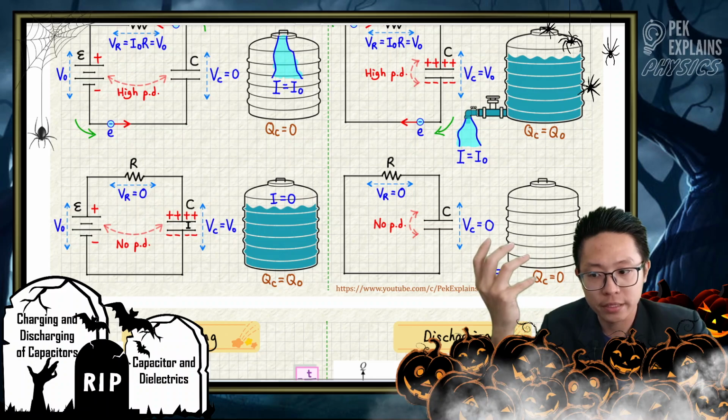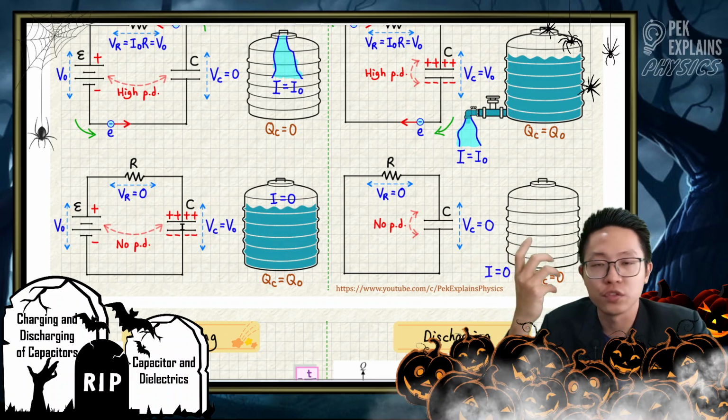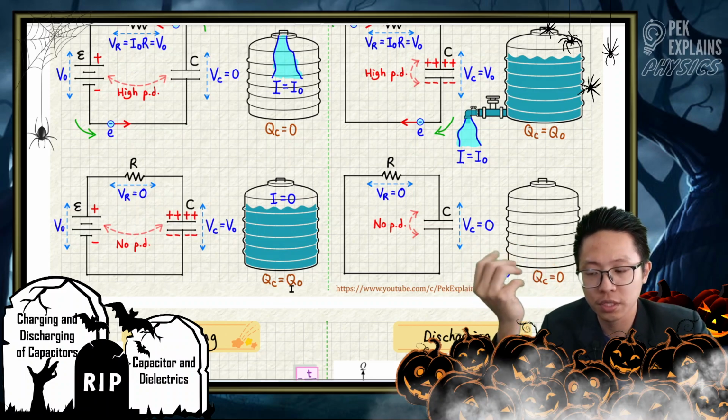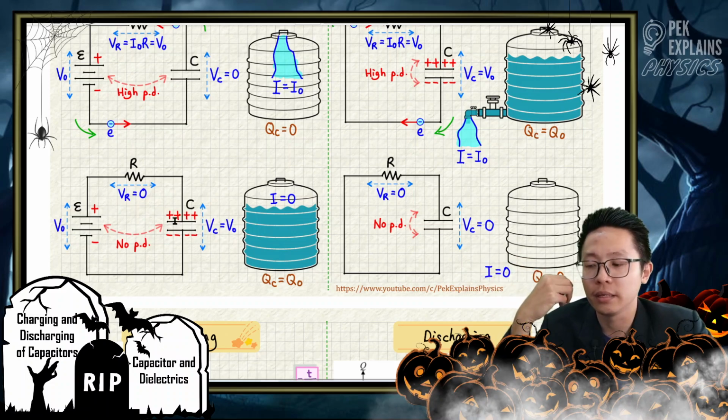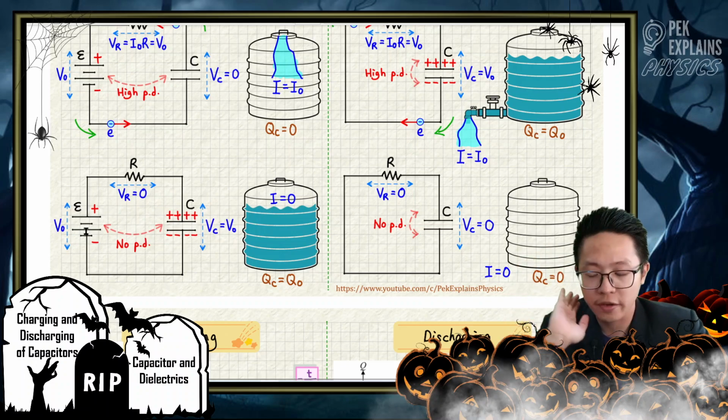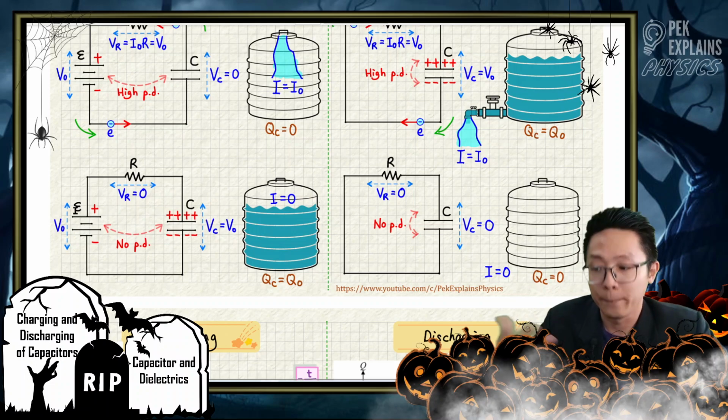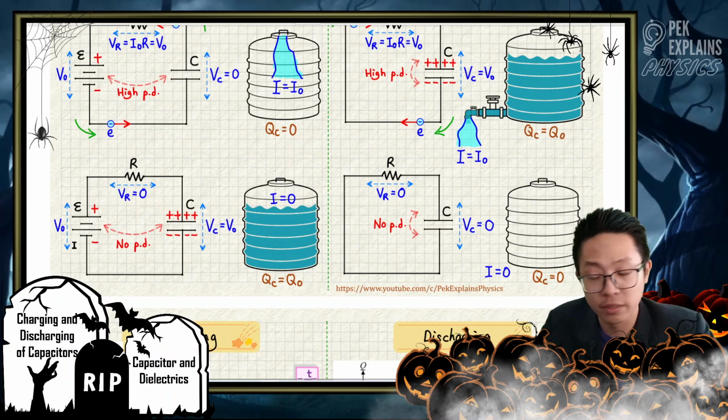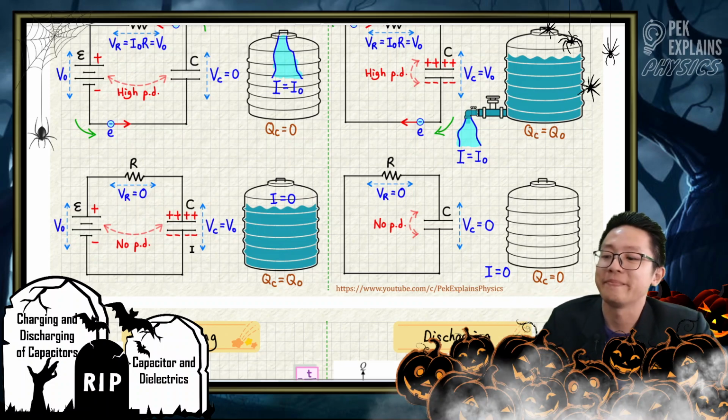Same goes for the capacitor. When the capacitor is fully charged, QC becomes Q0, then the current also stops flowing. Current becomes 0. Why does current become 0? Look carefully at the potential between the battery and the capacitor. The battery has the voltage V0, the maximum voltage. The capacitor has also built up the maximum voltage, equal to V0.